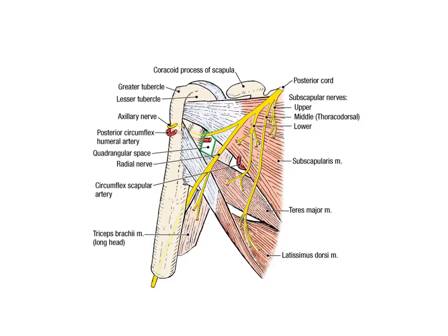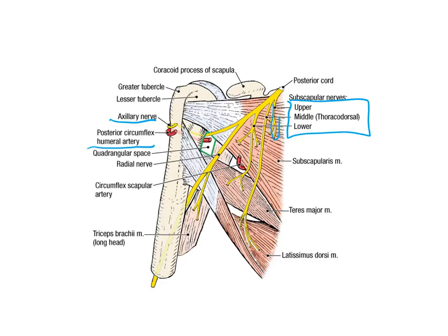Here is a better view of the posterior cord and its branches. Notice the axillary nerve coursing through the quadrangular space. Don't forget that it courses around the surgical neck of the humerus in company with the posterior circumflex humeral artery. From this perspective, we can also appreciate the upper, middle, and lower subscapular nerves, shown here.